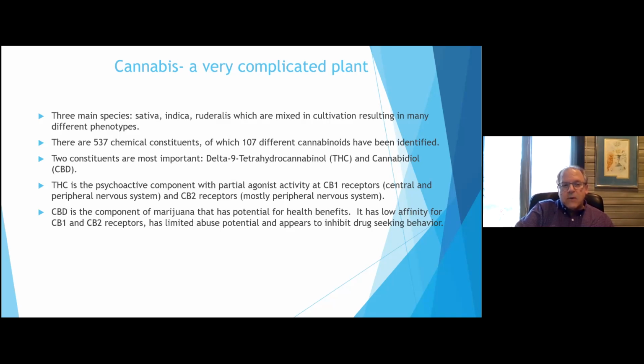THC, of course, is the psychoactive component with partial agonist activity at the CB1 and CB2 receptors. CBD is the component of marijuana that probably has the most potential for health benefits, the most potential for possible use in opiate use disorder. It has a very low affinity for the CB1 and CB2 receptors, limited abuse potential, and it does appear to inhibit drug-seeking behavior.